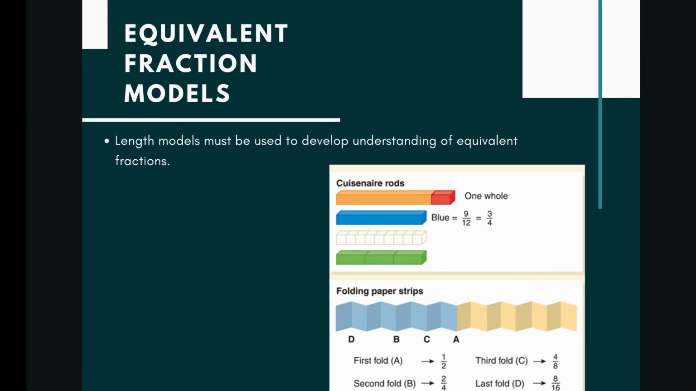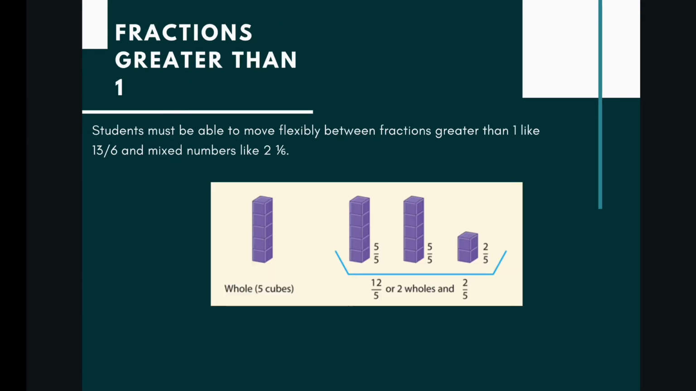Fractions greater than 1. Students must be able to move flexibly between fractions greater than 1, for example, 13/6, and mixed numbers like 2 and 1/6. If students have counted fractional parts beyond one whole, they know how to write the 13/6. And if you have encouraged them to also tell how many wholes they have counted, they will also know this is equivalent to 2 and 1/6.